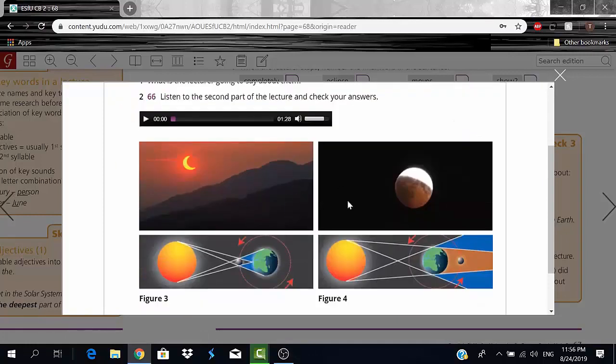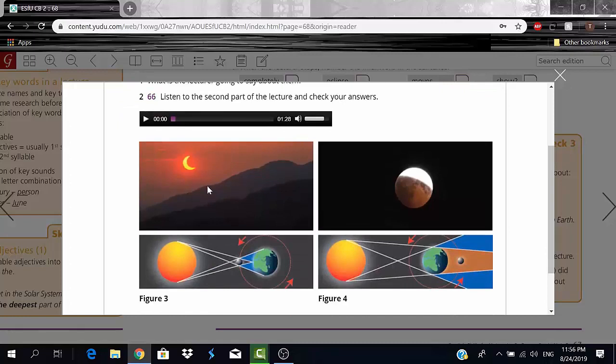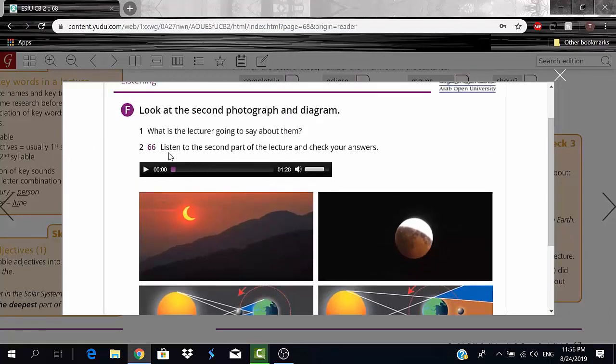Okay, so let me open this so we can get a better view of what we're going to be doing here. Okay, so we have 2 photographs and 2 diagrams that we just saw. What is the lecturer going to say about them? Obviously, these are eclipses, right? A full eclipse and a partial eclipse. Okay, the sun and the moon. Now, listen to the second part of the lecture and check your answers. Okay, so let's have a listen about what the lecturer is going to say.